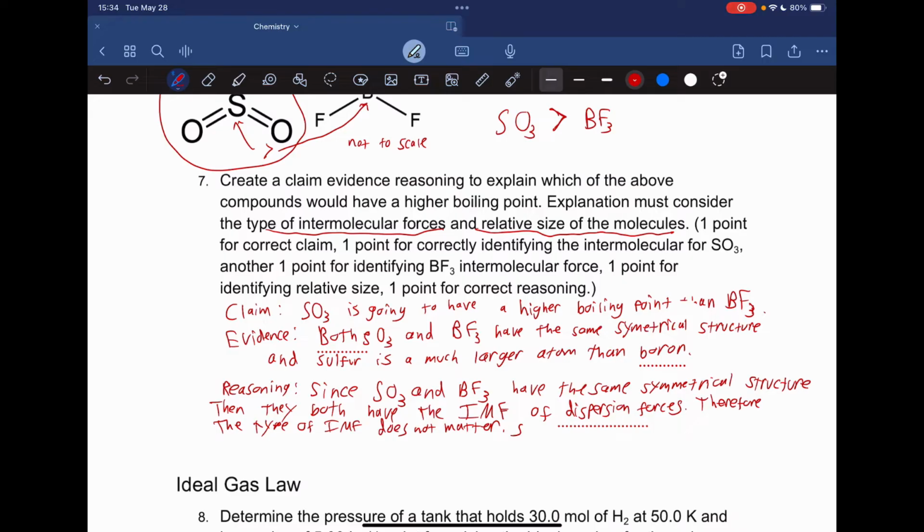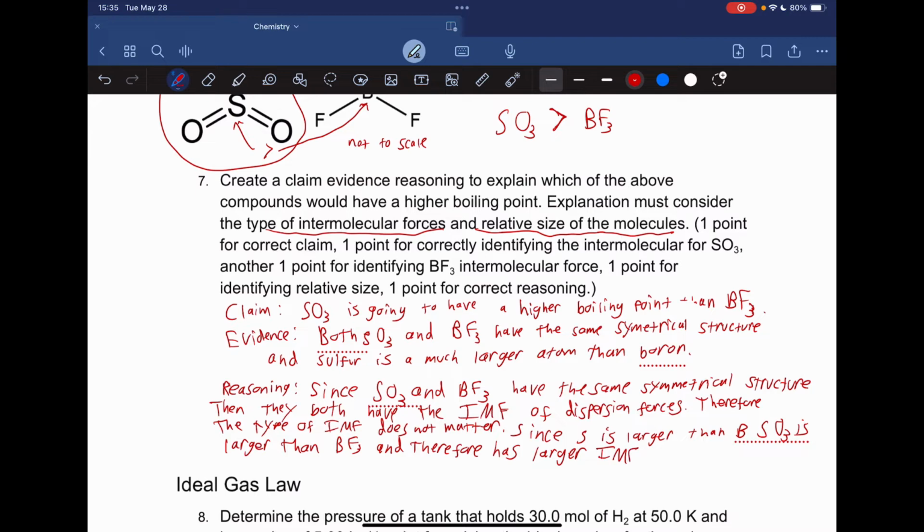We'll follow up with another sentence. Since sulfur is larger than boron, sulfur trioxide is larger than boron trifluoride, and therefore has larger intermolecular force.